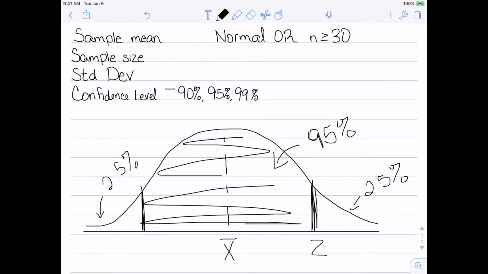We'll call this value z. This one would be negative z. And when we calculate a 95% confidence interval, essentially what we're saying is there's a 95% chance that my population parameter, the true mean, is somewhere in between this range. So how do we actually go about finding that?